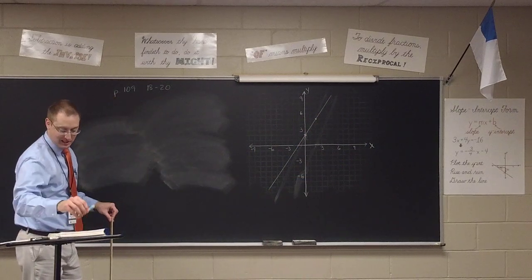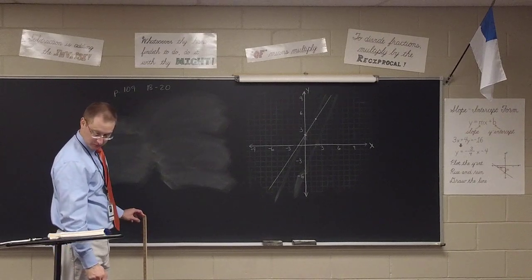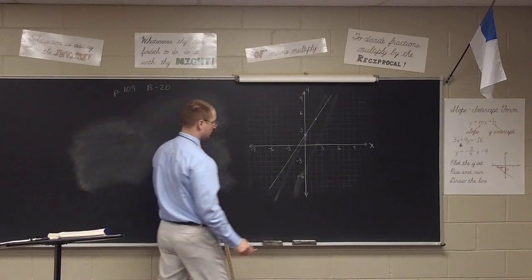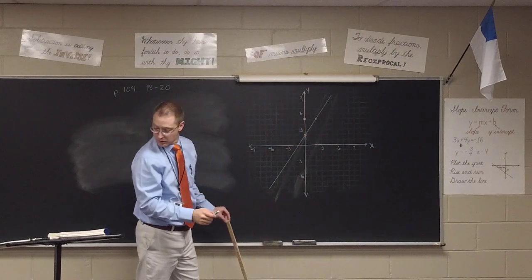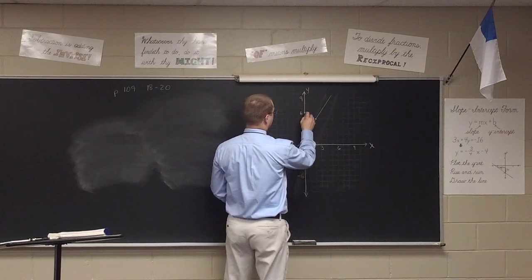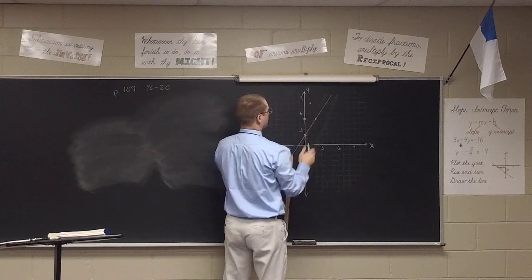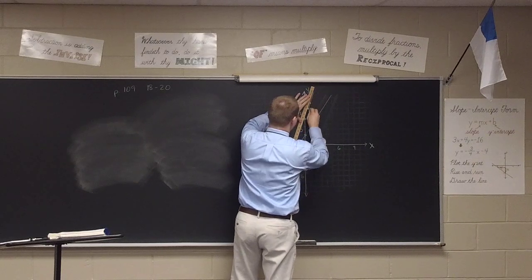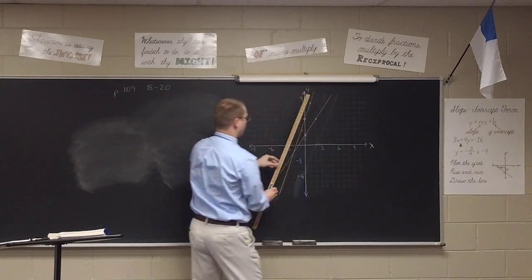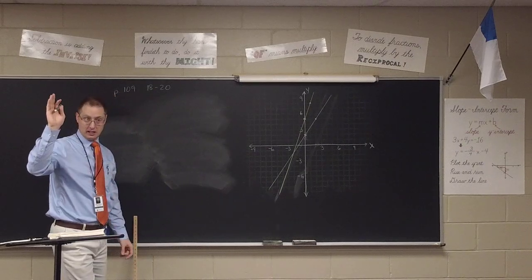All right, for number 19, what should we have done? Brecken? All right, good, because this slope is 3, which means 3 over 1, so we do have that run of 1, and should have gotten a line that looks like this. And we got that line for number 19.